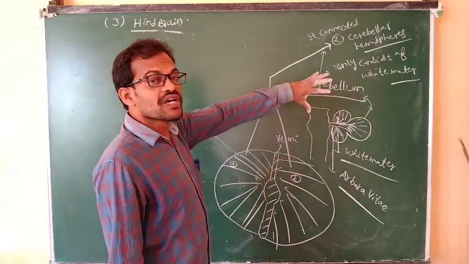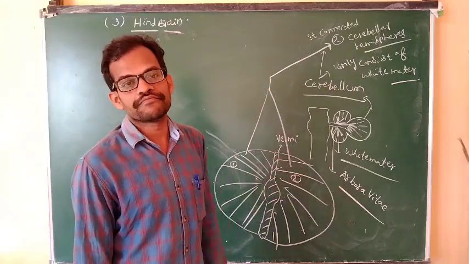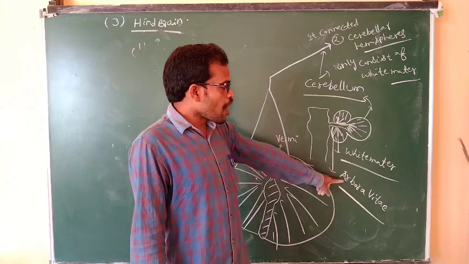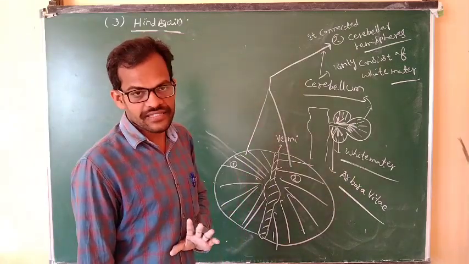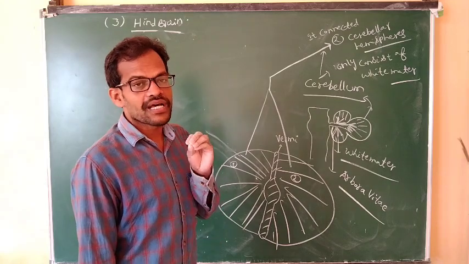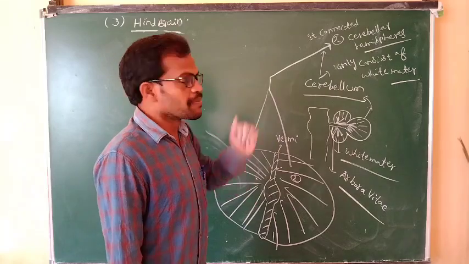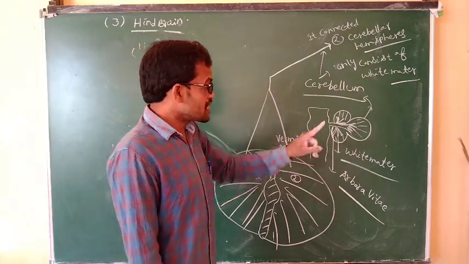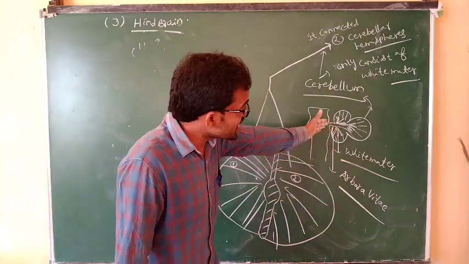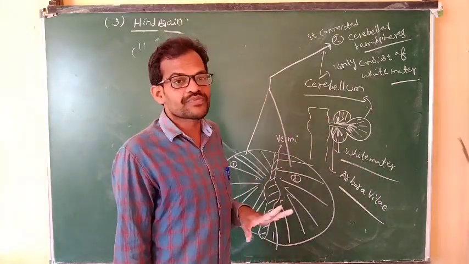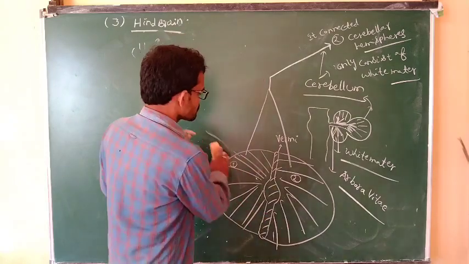The white matter distribution of this cerebellum is nothing but the arbor vitae. This arbor vitae name indicates the name of the scientist. These branches look like tree branches, but it is not a tree. It is the white matter distribution of the entire cerebellum. Gray matter is absent, but white matter is present.